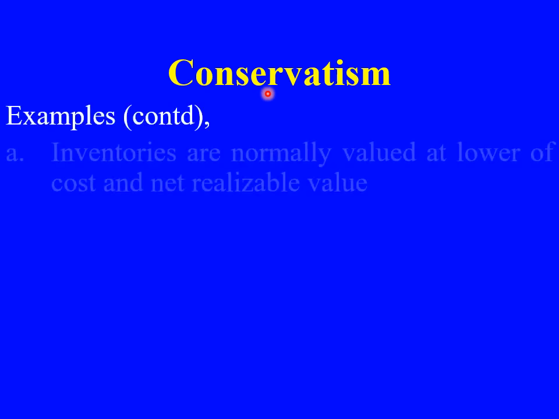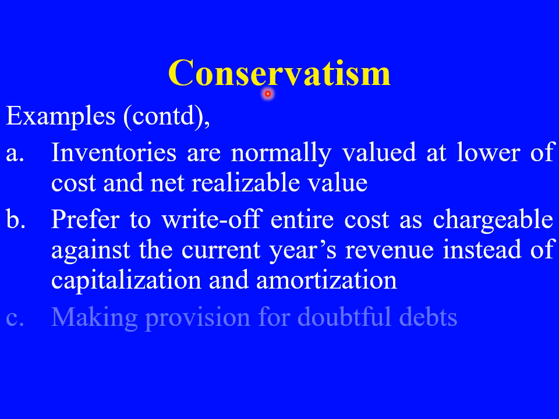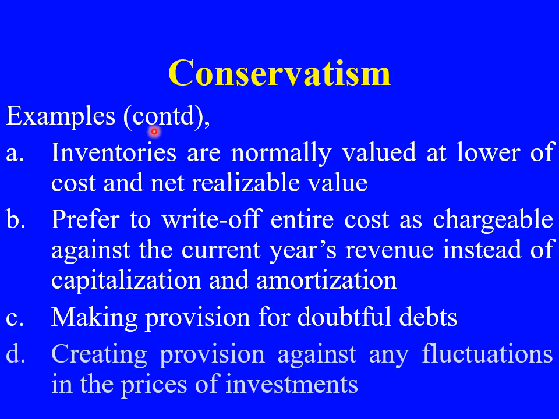Next, these are also examples of the conservatism convention, where inventories are normally recorded either at cost or net realizable value, whichever is lower. We prefer to write off the expenses against the revenue of the particular year. So we make provision for the debts. We create provisions for any changes in the prices of goods and services. These are all the practices we follow due to the concept of conservatism. So conservatism basically speaks about keeping reserves for the losses, not for the profit.